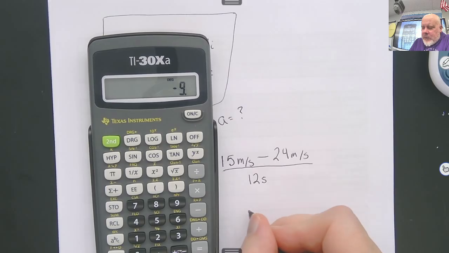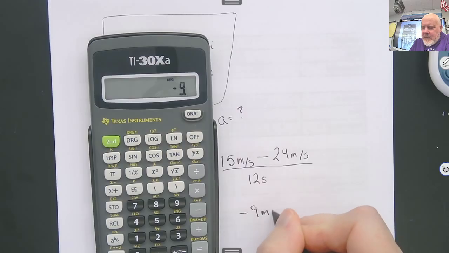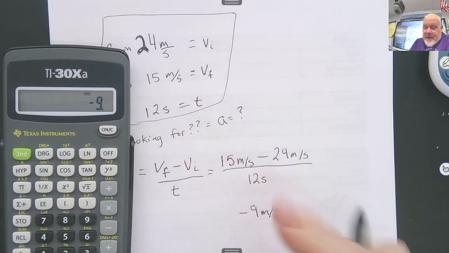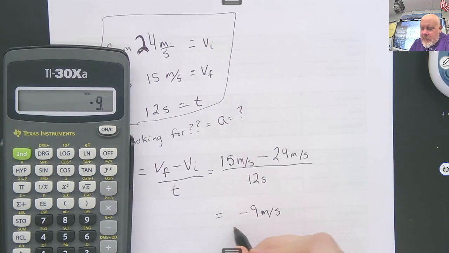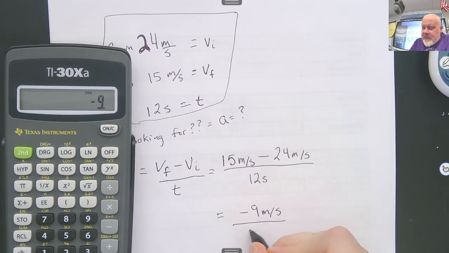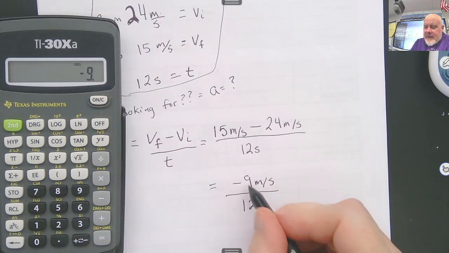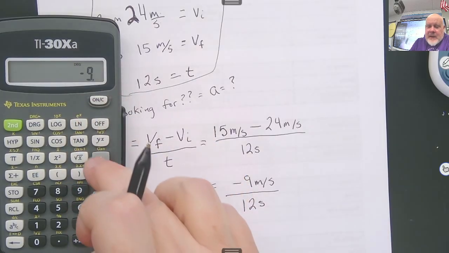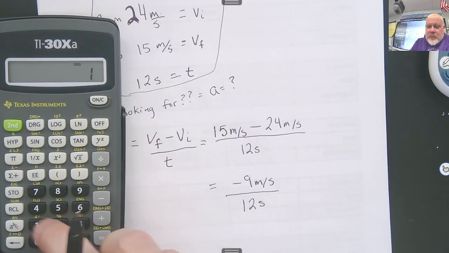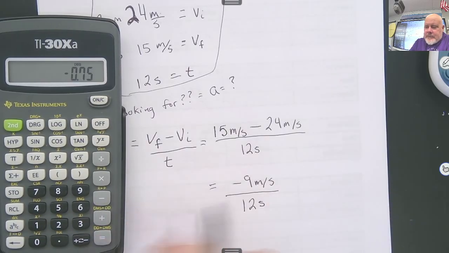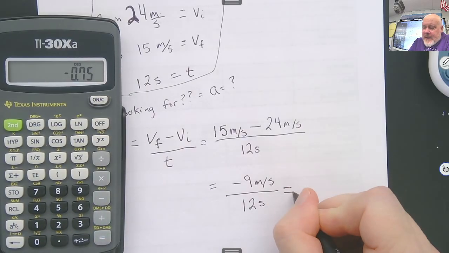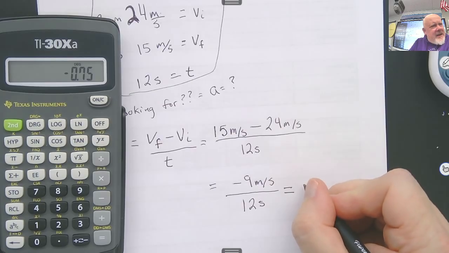That comes to -9 meters per second. And we haven't got rid of the 12 yet, so -9 meters per second divided by 12 seconds. All right, well, now we got to take -9 and we're going to divide that by 12. And that's going to be, oh my gosh, it comes out with a negative number.